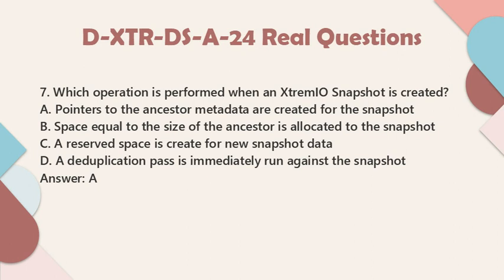7. Which operation is performed when an XtremIO snapshot is created? A. Pointers to the ancestor metadata are created for the snapshot. B. Space equal to the size of the ancestor is allocated to the snapshot. C. A reserved space is created for new snapshot data. D. A deduplication pass is immediately run against the snapshot. Answer: A.